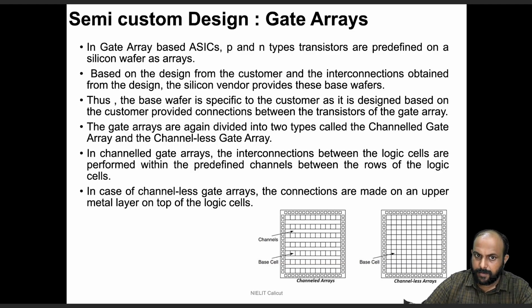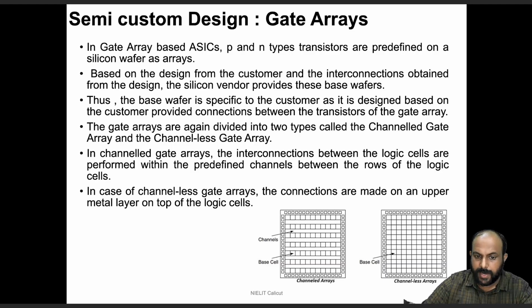Based on the requirements from the customer, the interconnections are obtained from the design. The silicon vendor provides these on the wafers. The gate arrays can be classified into two types, as I already told: the left side is the channeled array and the right side is the channel-less array. Both represent gate arrays in general, but in channeled gate arrays, the interconnections between the logic cells are performed within the predefined channels. You can see that there are some predefined channels in between the logic cells. The interconnections are done there in the case of a channeled array.